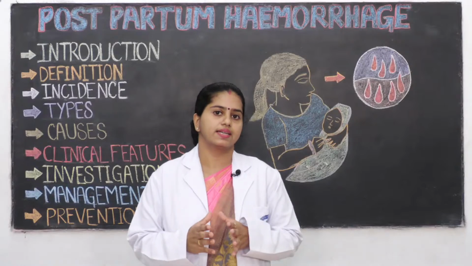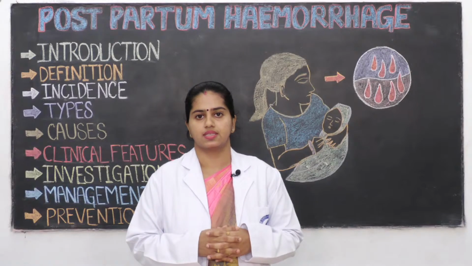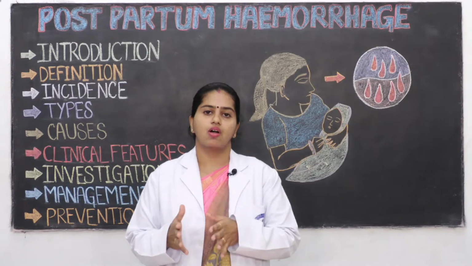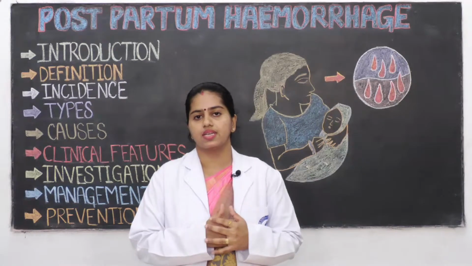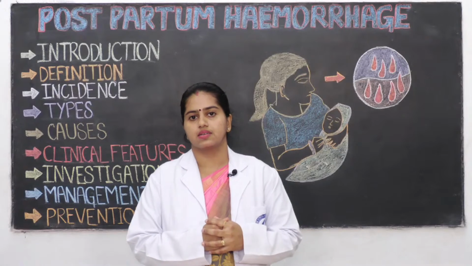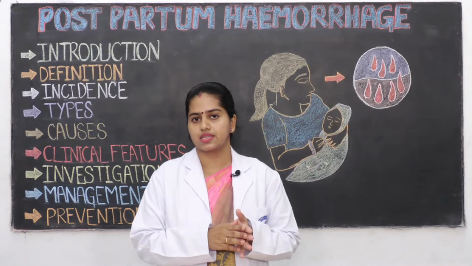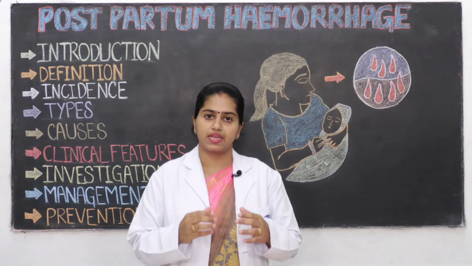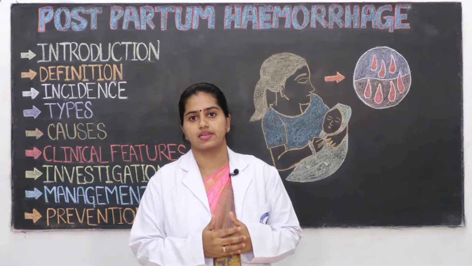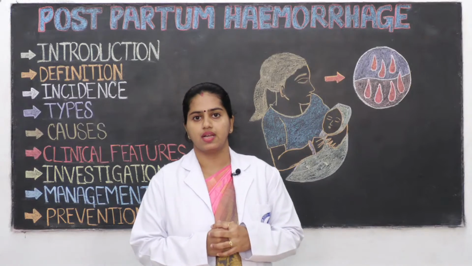We have to assess what type of PPH it is, whether it is a primary PPH or a secondary PPH. Primary PPH is divided into two: third stage PPH and true PPH. Third stage PPH is the bleeding that takes place into the genital tract before the expulsion of the placenta.